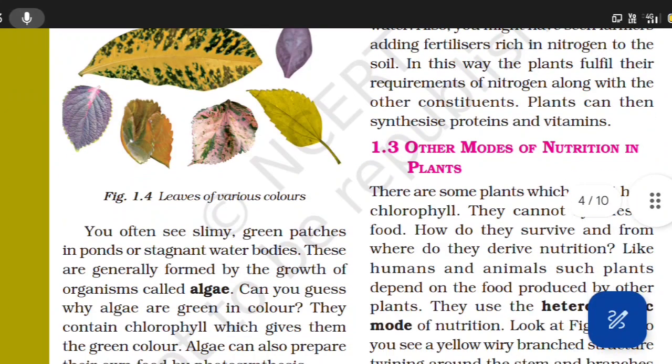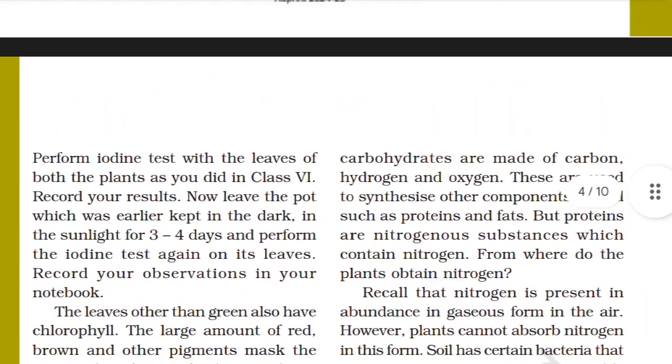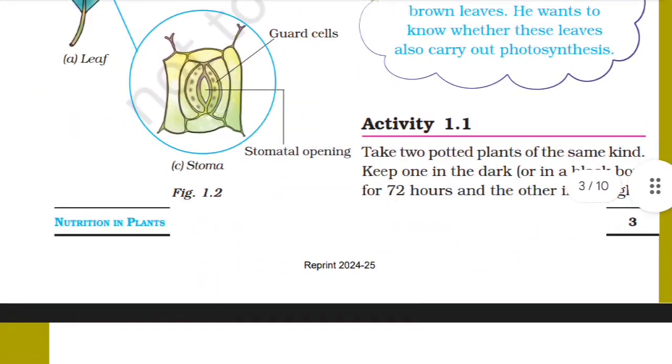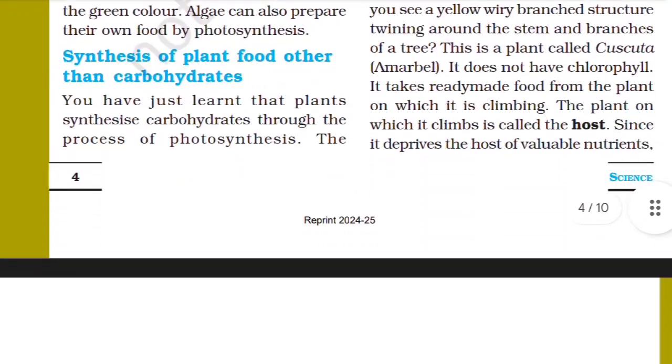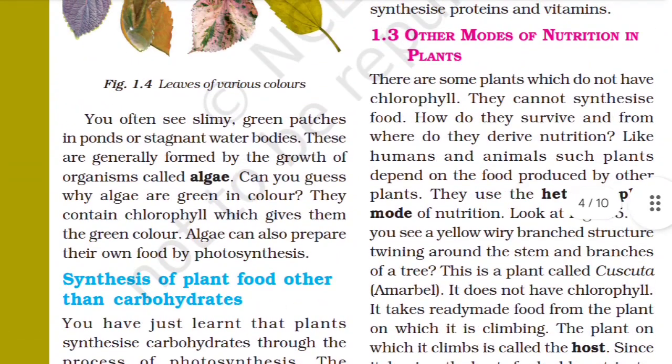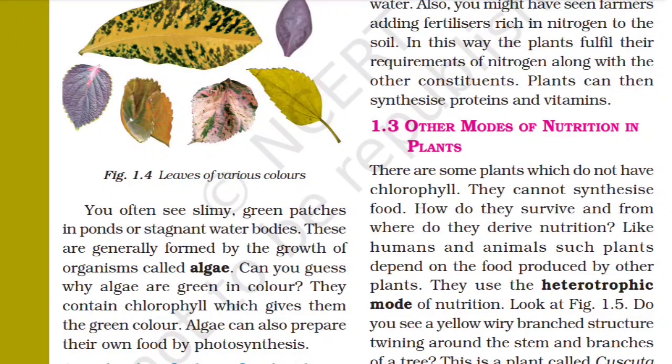So there are also other modes of nutrition in plants. We know that plants have autotrophic nutrition, but there are also some plants which have a different type of nutrition. We'll discuss all these in the next class. So it is enough for today. Till then, keep studying.